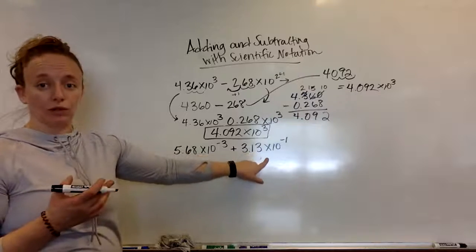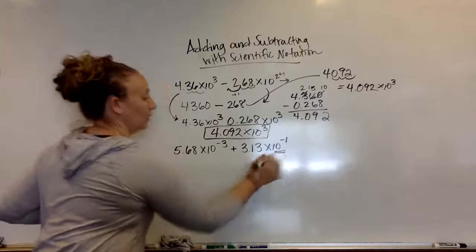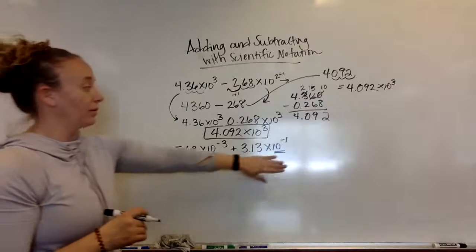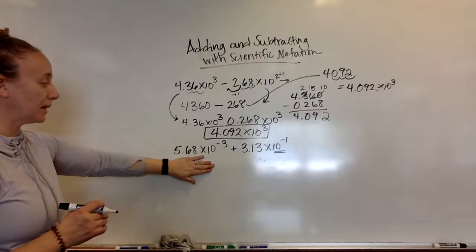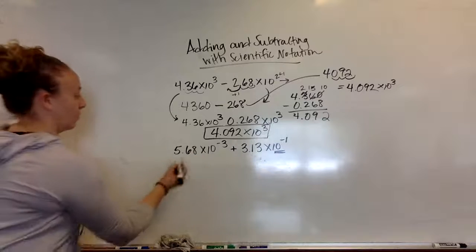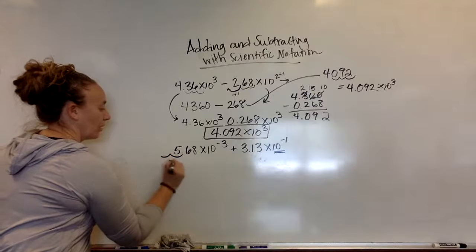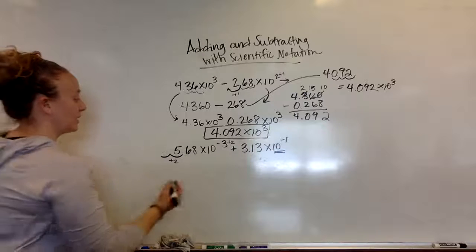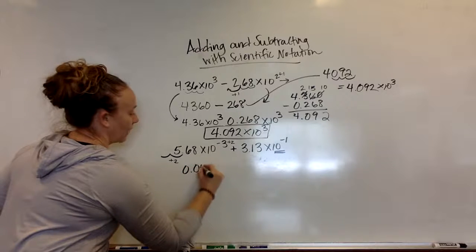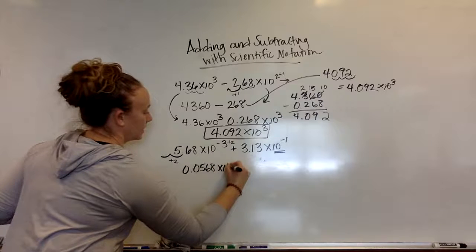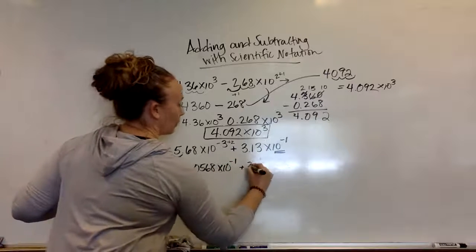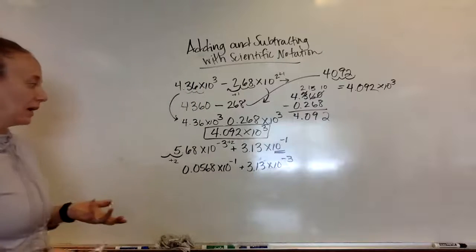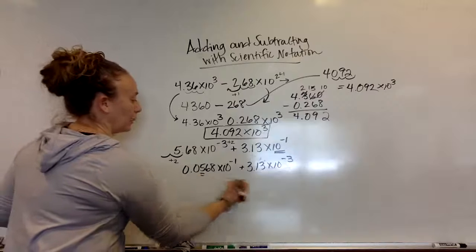This is my larger of my two numbers, because the negative 3 says this is a smaller number versus this. So I'm going to rewrite this one as if it has a negative 1 on there. It means I'm moving this over 2 orders of magnitude, which means I'm multiplying it by 10 two times. So I really have 0.0568 times 10 to the negative first plus 3.13 times 10 to the negative first.